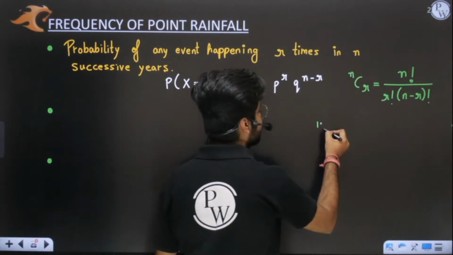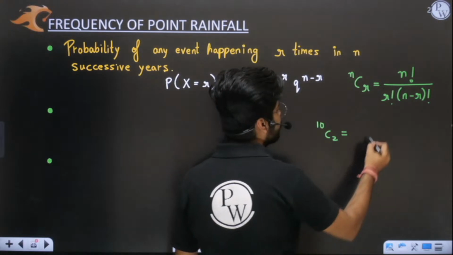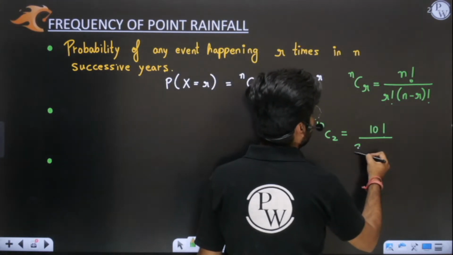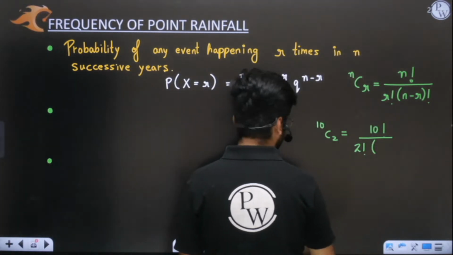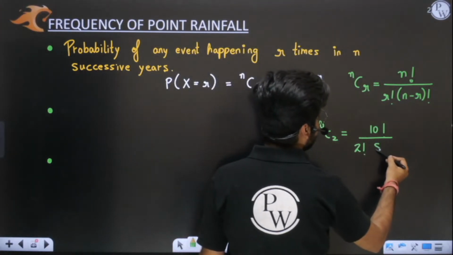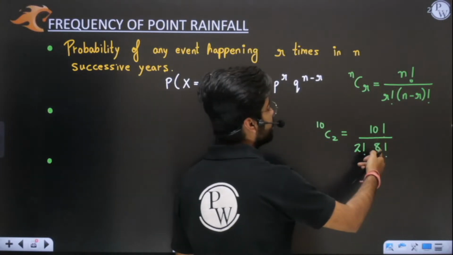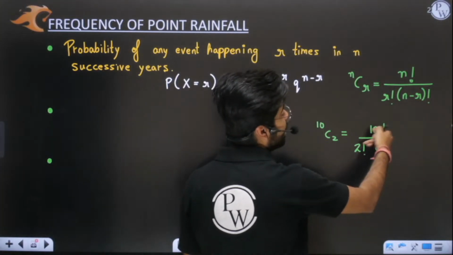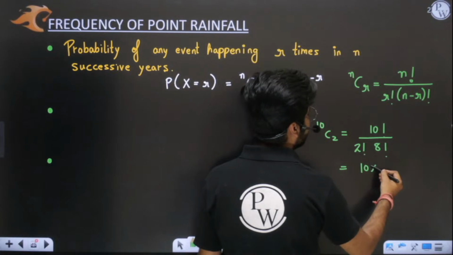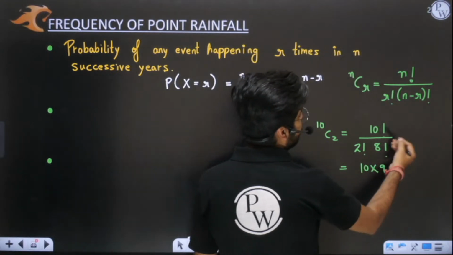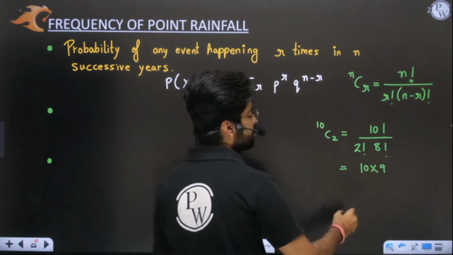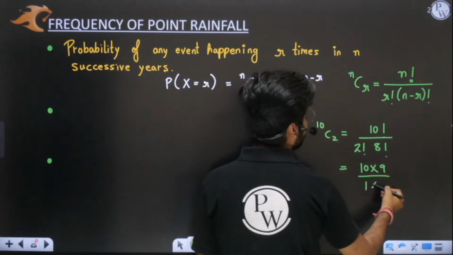So let us say if someone is telling you to write 10C2, this is 10 factorial upon 2 factorial into 8 factorial, since 10 minus 2 is 8. In 10 factorial we have multiplied from 1 to 10. Here we have multiplied from 1 to 8, so they will get cancelled. Only 9 and 10 will be remaining, and in the bottom we will have 2 factorial.